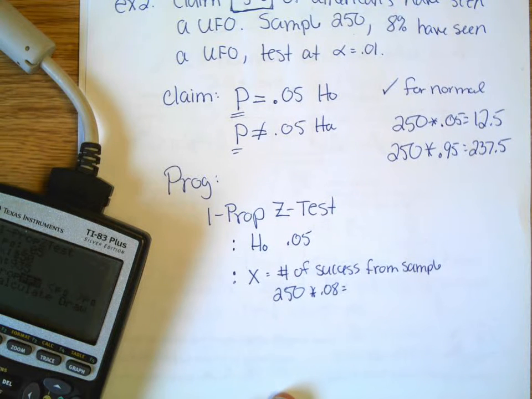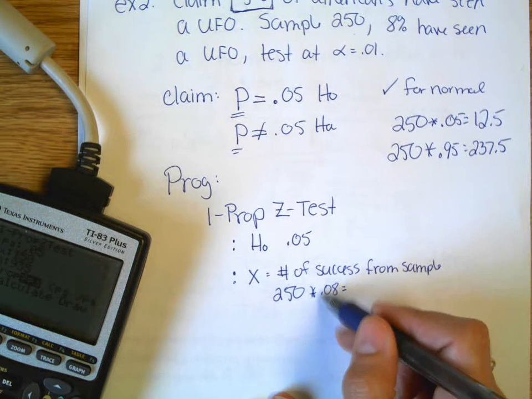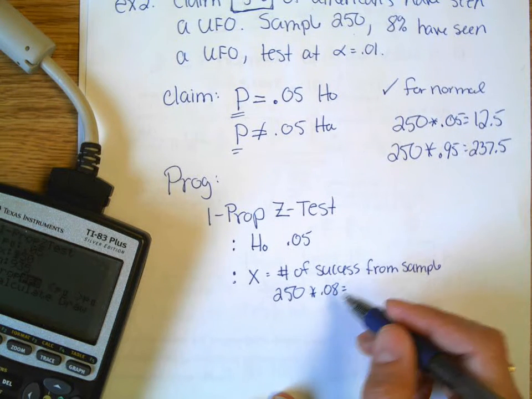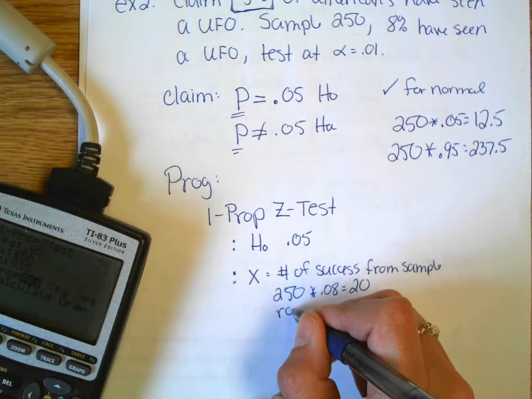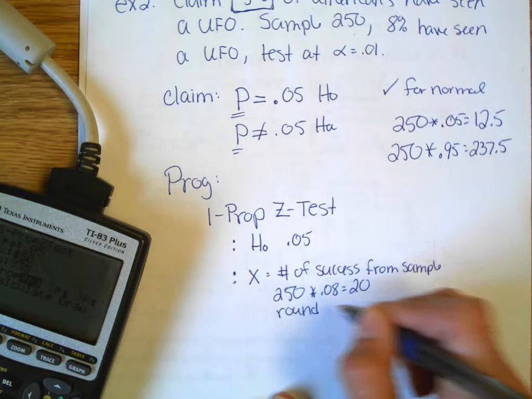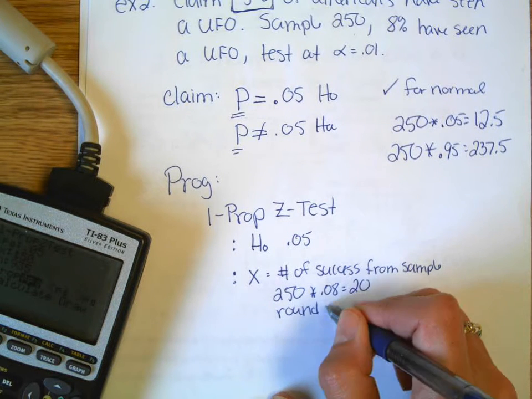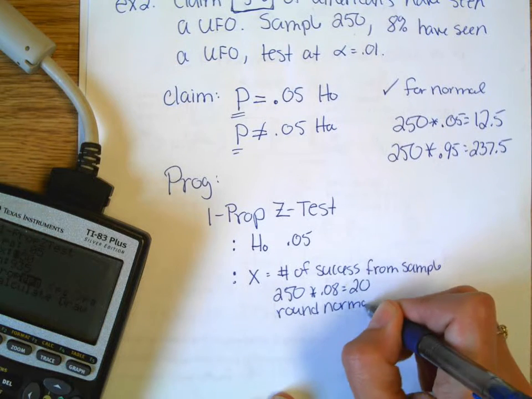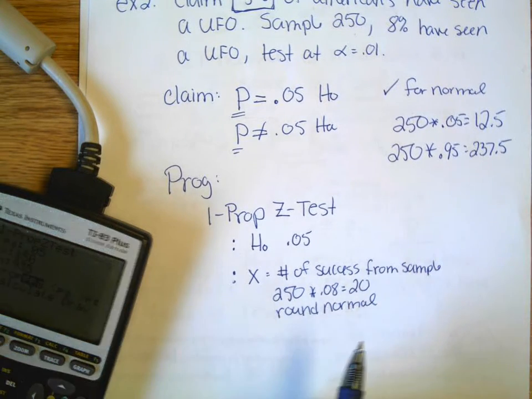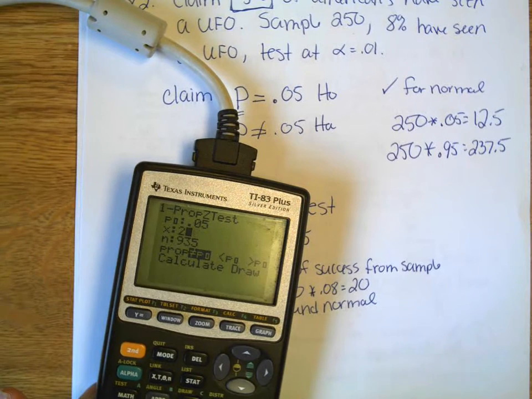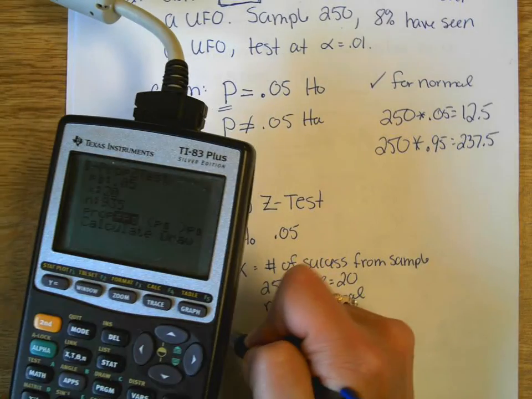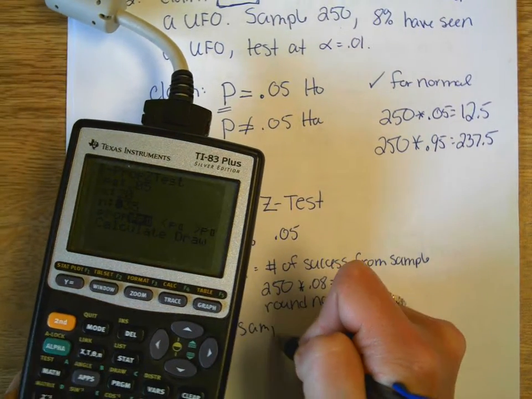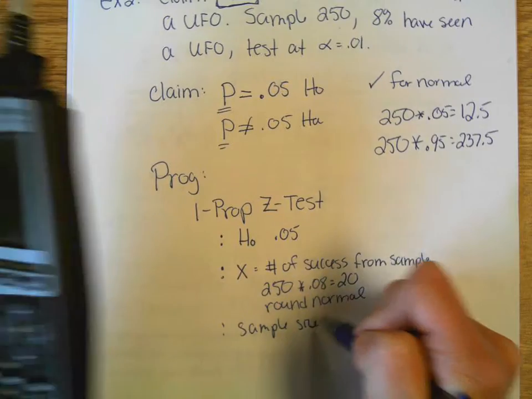You need a whole number here. If you put a decimal in when you run the program, it's going to give you an error. X must be a whole number, and you want it to equal the percent, so round normally. This does equal 20 exactly, but otherwise you would round normally, because you want to stay as close to that 8% as you could. So we're going to put a 20 in that line. And then N is the sample size.